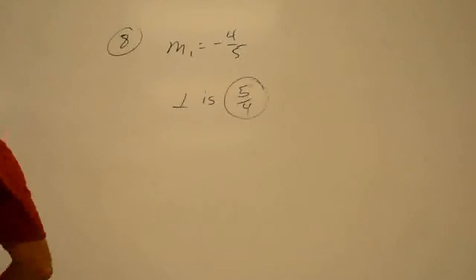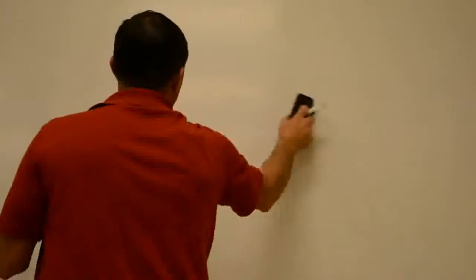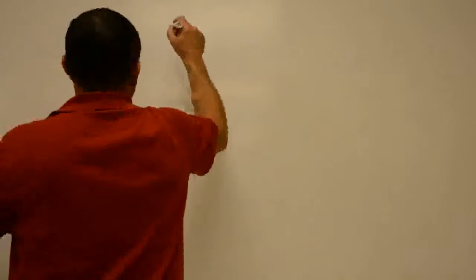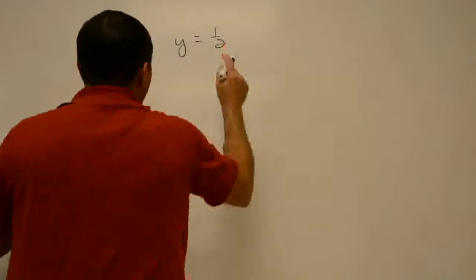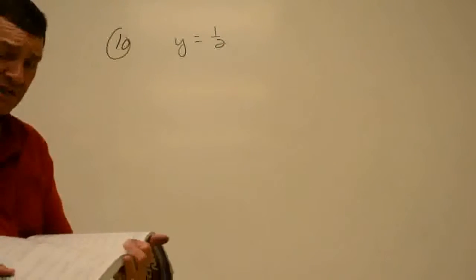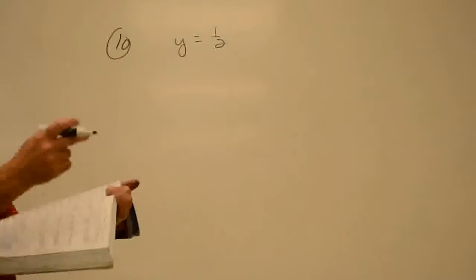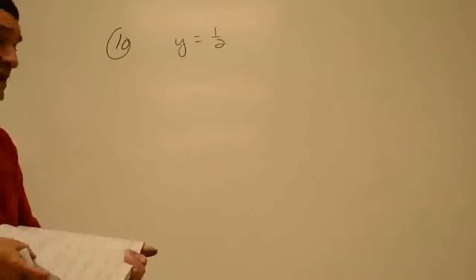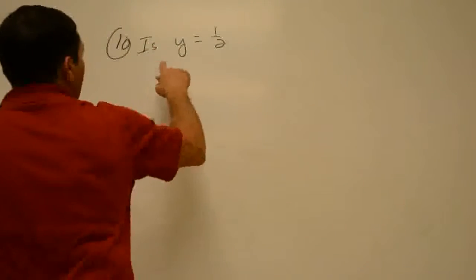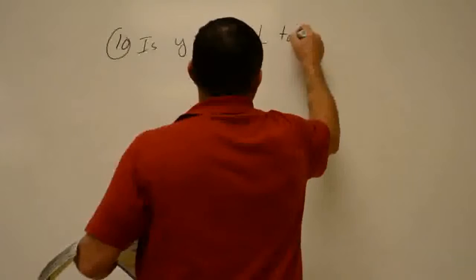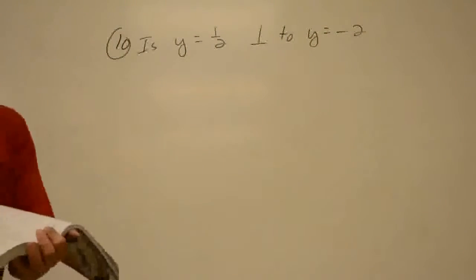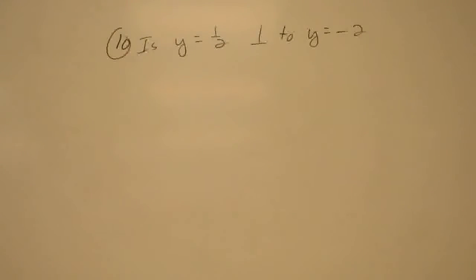Let's look at number 10. You're given the equation of a line, and you're asked this question: is the graph of that line perpendicular to the graph of y equals negative 2? Okay. Is y equals 1/2 perpendicular to y equals negative 2? Are they perpendicular? Now, this is a classic trick question.